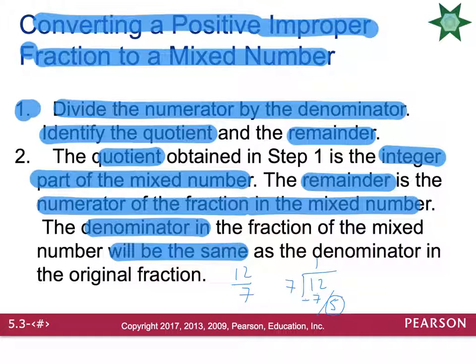So there's a remainder and there's a quotient. Our answer is 1, the quotient, which is the whole number part, the integer part. Then the remainder is the numerator of our fraction, and the denominator stays the same. So 1 5/7 is the mixed number version of 12/7.